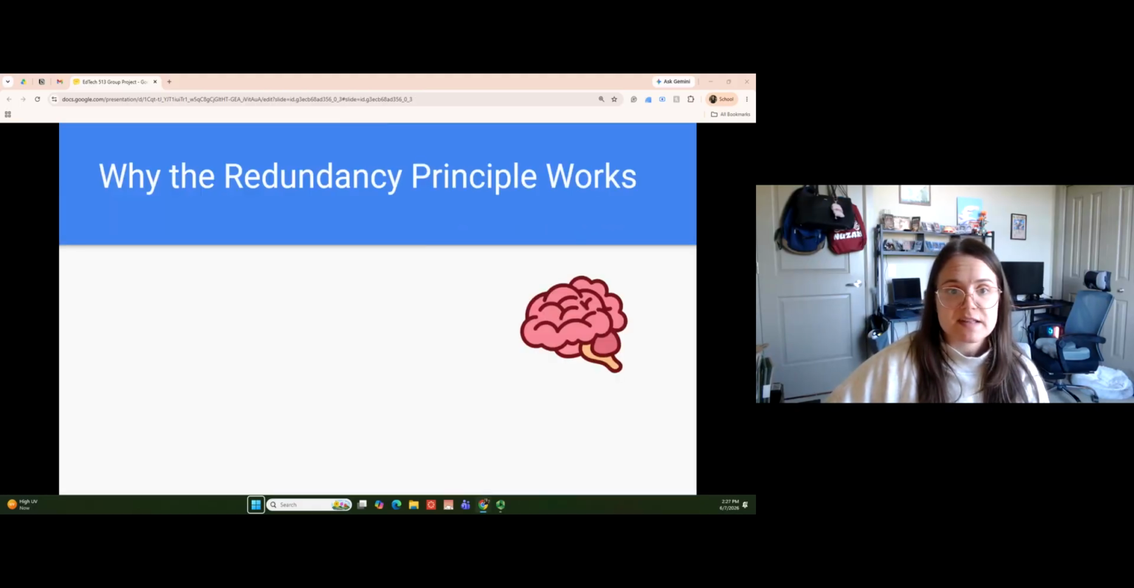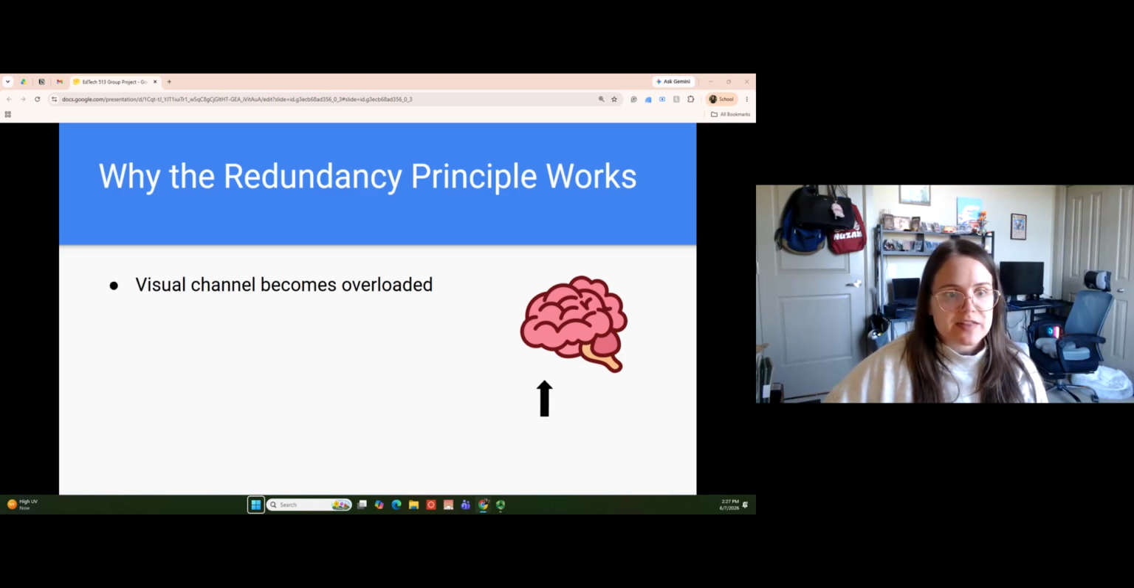The redundancy principle is based on how our brains process information. We have separate visual and auditory channels, but both of them have limited capacity. So when we see a graphic and a lot of on-screen text at the same time, our visual system can get overloaded pretty quickly. We're trying to read and look at the same image at the same time, which makes it harder to really understand what's going on.